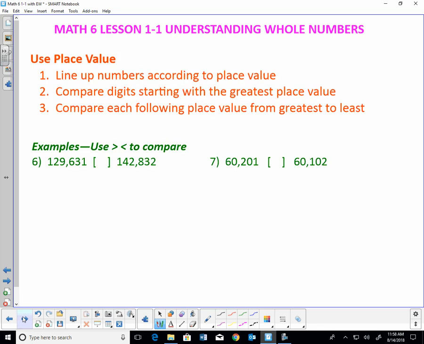So, we can use our place value and use our greater than and less than symbols to be able to compare numbers. The first thing we should do is line up our numbers according to place value, and compare the digits starting with the greatest place value. So we're going to compare each of the following places from greatest to least. So let's take a look at these examples.